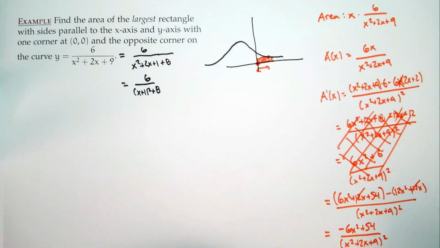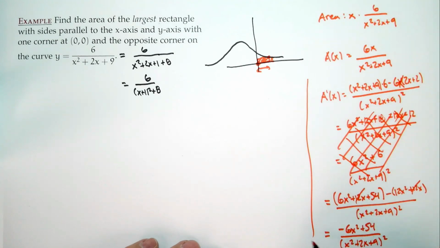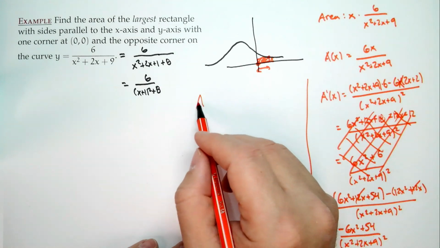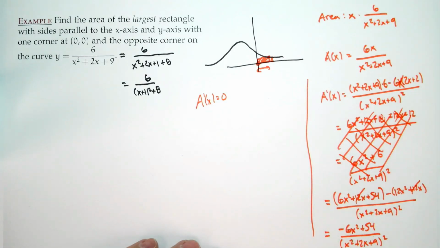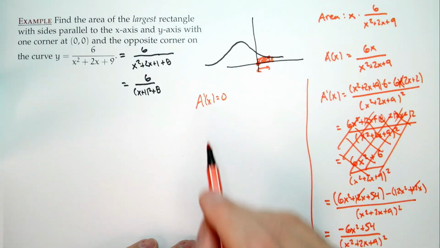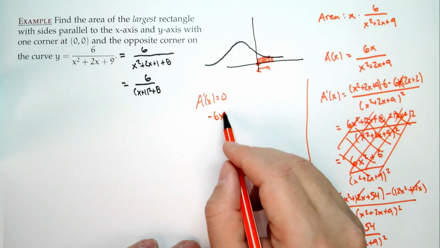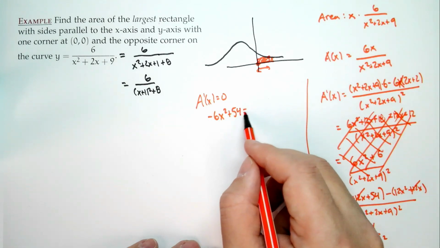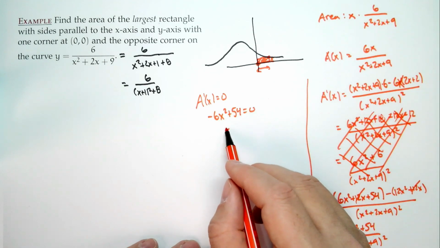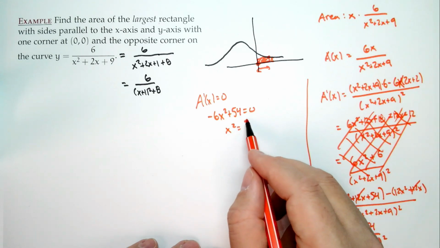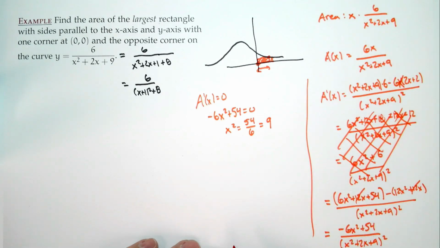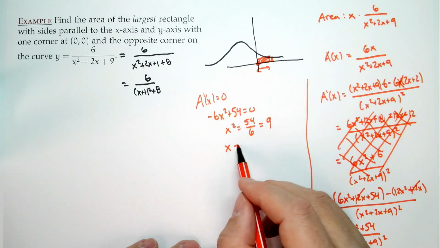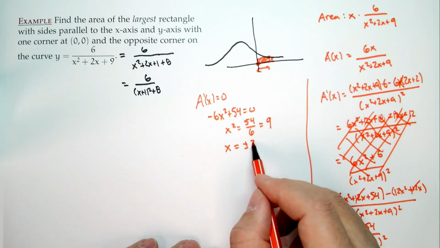So that leaves us with just one possibility, namely, what about if a prime of x is equal to 0? Well, when does that happen? The numerator has to be 0, so negative 6x squared plus 54 equals 0. And if you rewrite this, that becomes x squared is 54 divided by 6, which turns out to be 9. So you get x equals plus or minus 3.